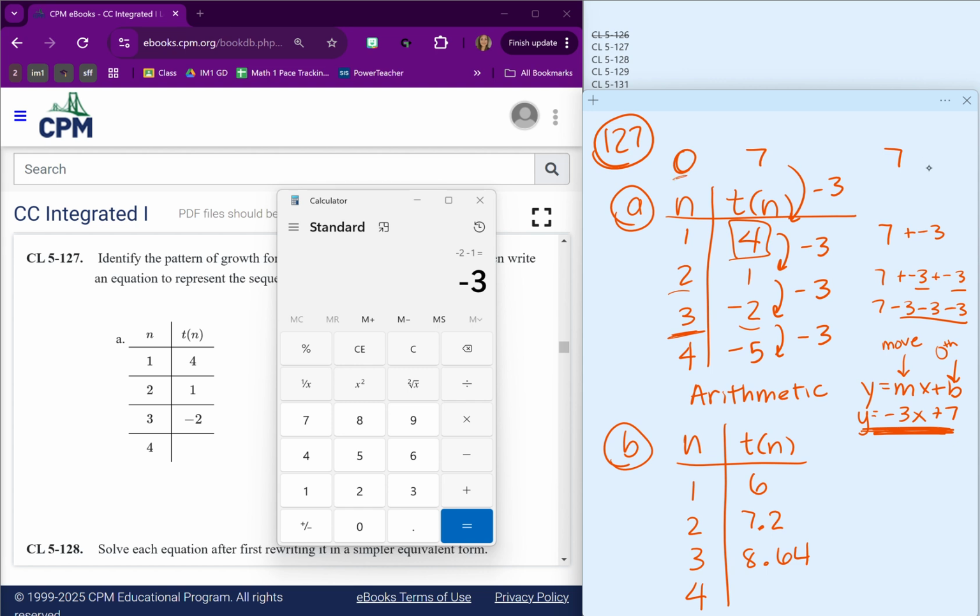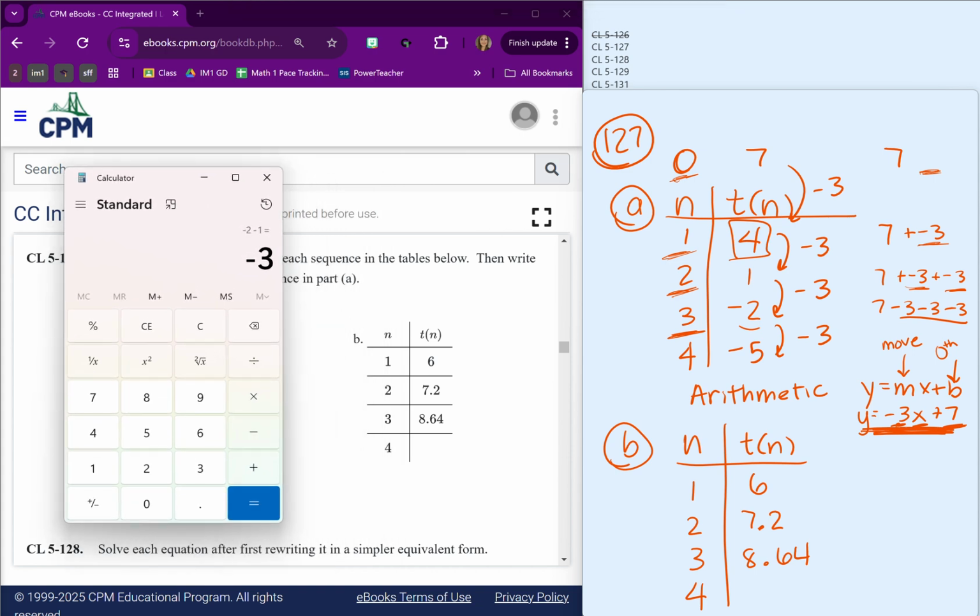So in the first term, we minus 3 0 times. In the 0th term, we minus 3 0 times. In the first term, we subtracted 3 1 time. In the second term, we subtracted 3 twice, and so on and so forth. So this means you start with 7, and then you minus 3 some amount of times, depending on what term number you're looking for.